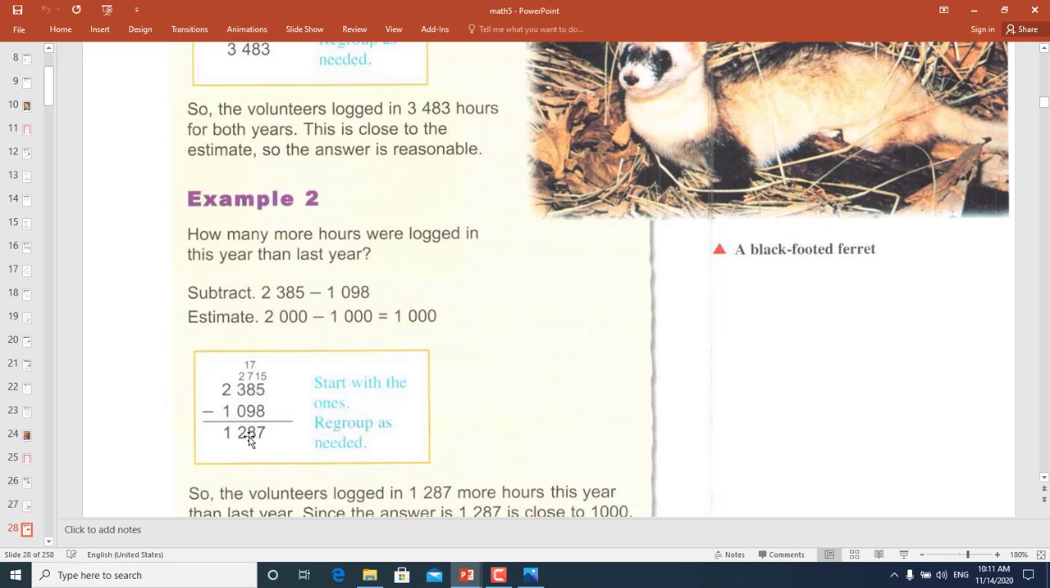And 7 minus 9 is not enough. So we can also break apart. This 3 will be 2, and this 7 will be 70. 70 minus 9 is 8. And 2 minus 0 is 2. And 2 minus 1 is 1.